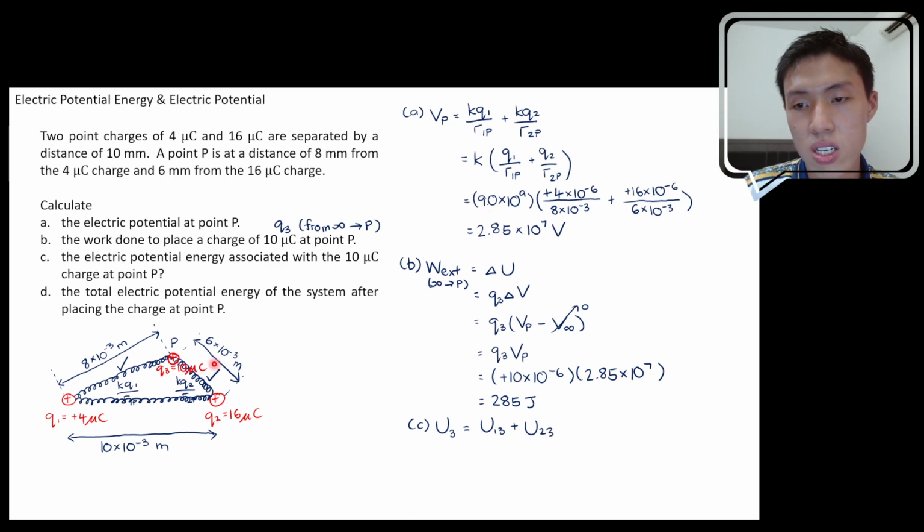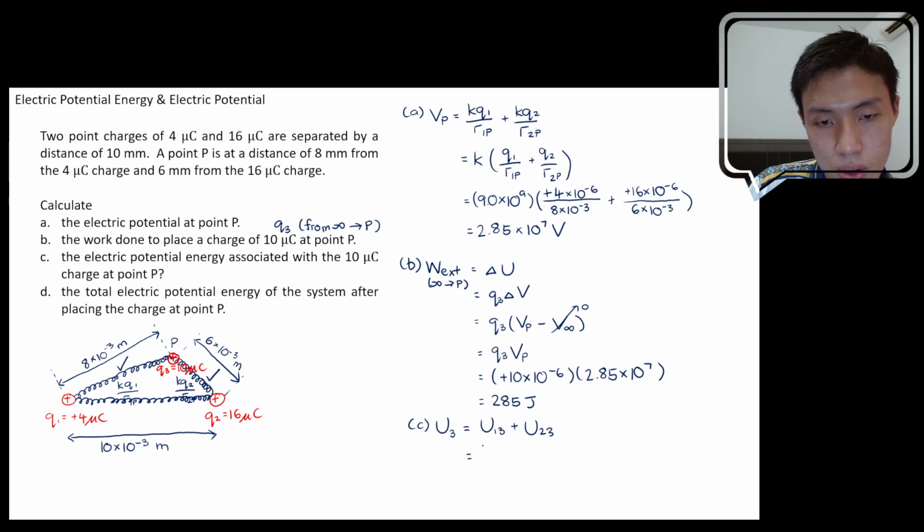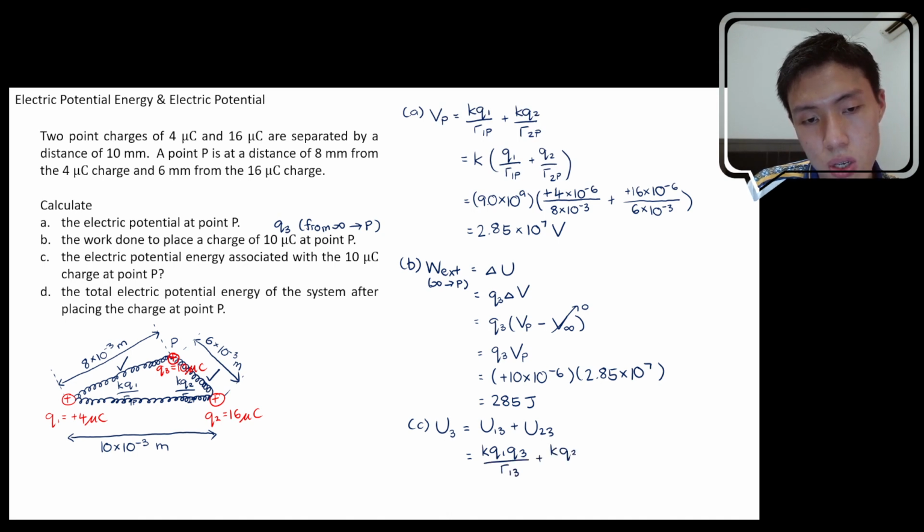U3 is the electric potential energy related to Q3. U13 is between 1 and 3, this spring in particular. U23 is between Q2 and Q3, which is this spring in particular. So we are only going to sum the energy due to these 2 springs, but not the third one, because it is not connected to Q3, so it's not relevant for our calculation. If we continue with our substitution, it will be KQ1Q3 over R13 plus KQ2Q3 over R23.